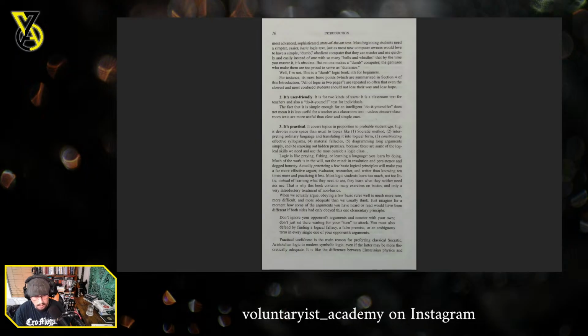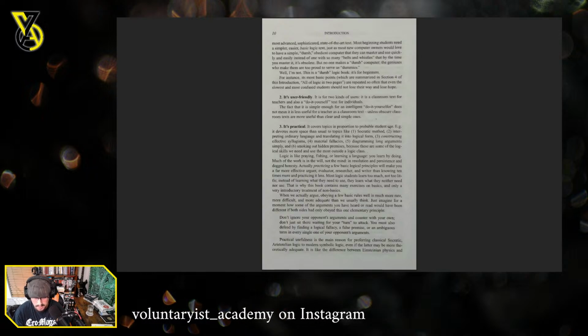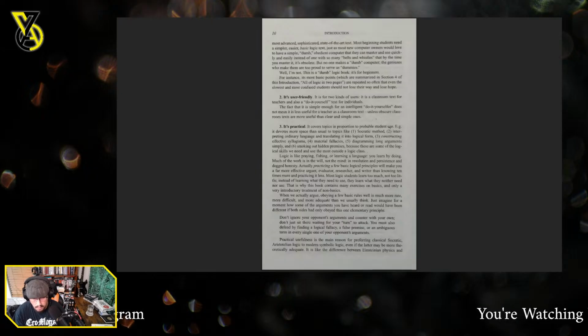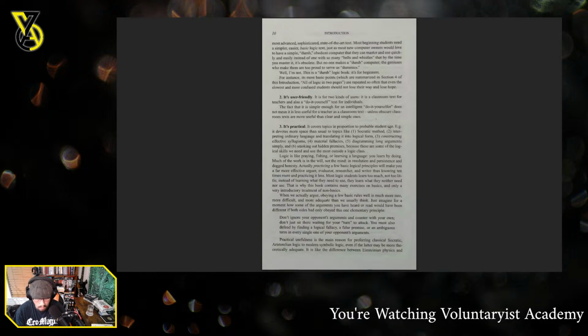When we actually argue, obeying a few basic rules well is much more rare, more difficult, and more adequate than we usually think. Just imagine for a moment how some of the arguments you have heard or read would have been different if both sides had only obeyed this one elementary principle. Don't ignore your opponent's arguments and counter with your own. Don't just sit there waiting for your turn to attack. You must also defend by finding a logical fallacy, a false premise, or an ambiguous term in every single one of your opponent's arguments.